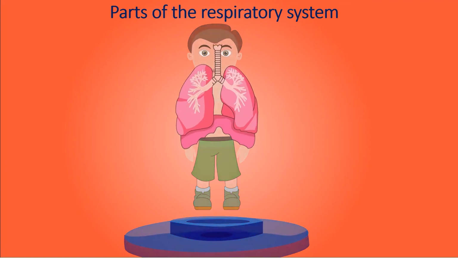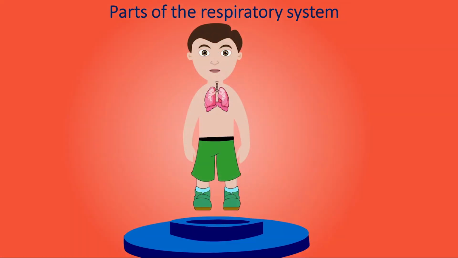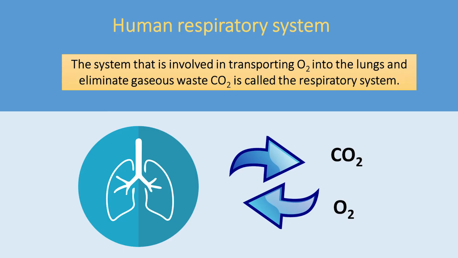Let's talk about the specific body system that is adapted for respiration, and that is the human respiratory system. Human respiratory system is a system that is involved in transporting oxygen into lungs as well as releasing gaseous waste like carbon dioxide out of the respiratory system. Simply it means taking oxygen in and eliminating carbon dioxide from our body. This is because our body needs oxygen and the body needs to eliminate carbon dioxide.